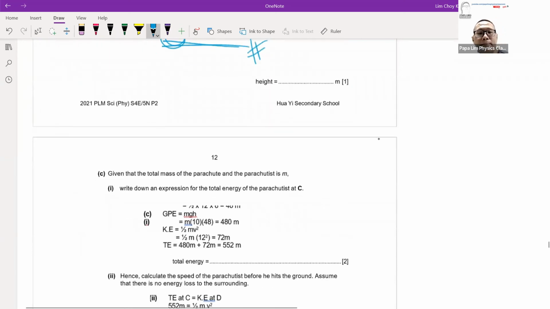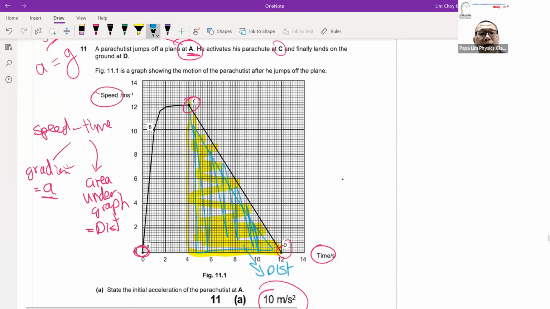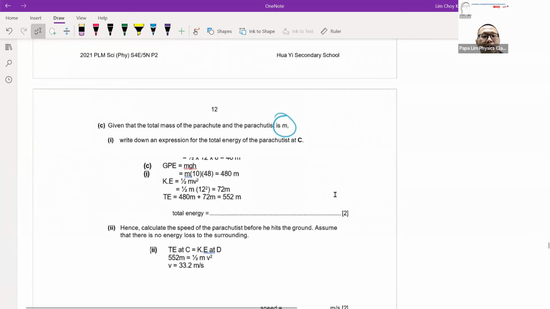Given the mass is M, everything is in terms of M. Right now, the expression of total energy at C. I'm not at the highest point here, I'm at a point in the air. There's height above the ground, and I am traveling at a certain speed. So at C, there is definitely kinetic energy and there is definitely potential energy. So I will be able to calculate the kinetic energy and the potential energy, and then calculate the total energy.